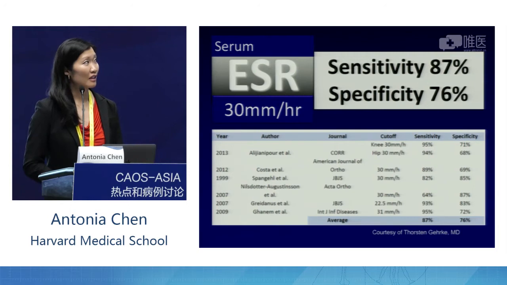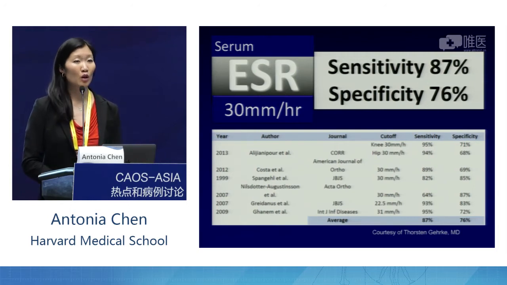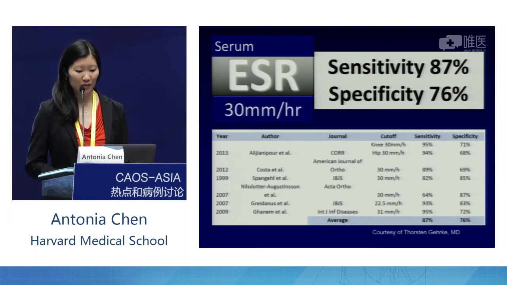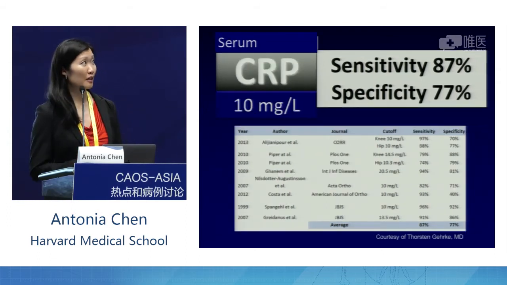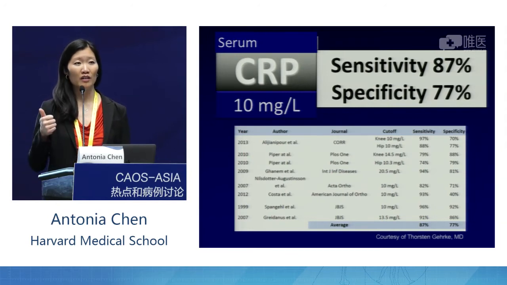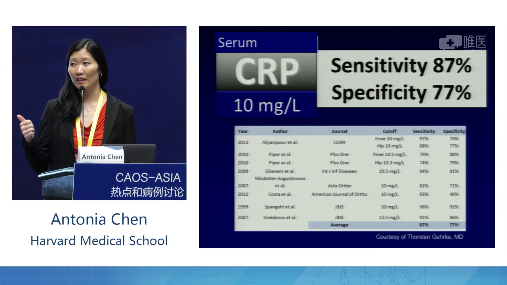ESR is high sensitivity but lower specificity. The number you want to use is 30, the magic number. For CRP, it's high sensitivity and high specificity. If you can only get one, CRP is better than ESR.